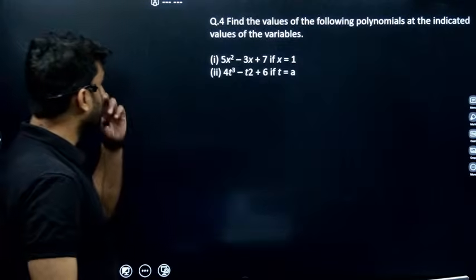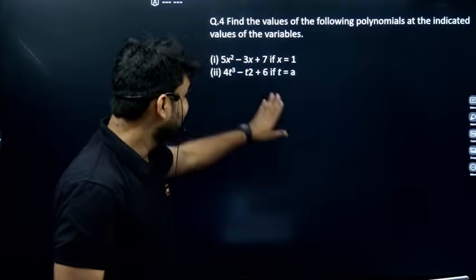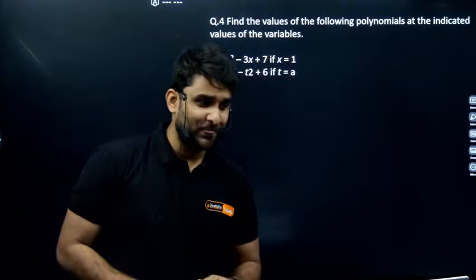Moving to question number 4. This is a really very easy question, but I'm pretty much sure such a question will come in your half-yearly exam.